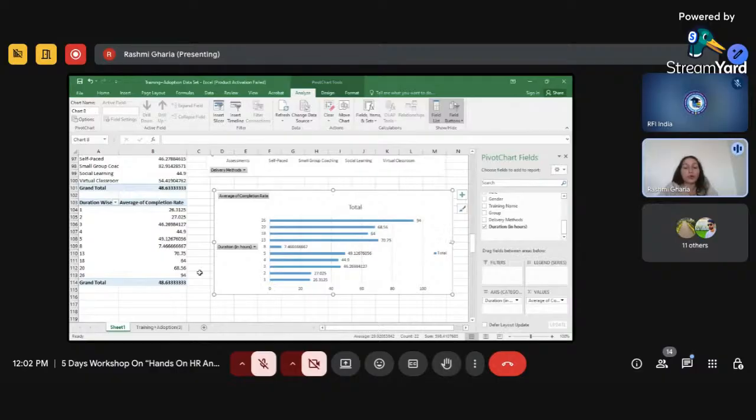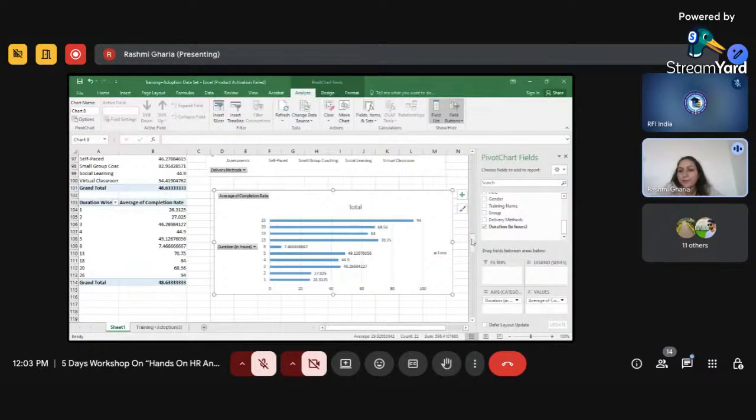But in our case, you first need to check whether the data is correct or not, right? And once you find that the data is correct and this is happening in your company, then you need to understand why. If you see here, the trend shows that as the duration increases, the completion rate is also increasing, right? For the highest duration, the completion rate is 94%. But here we need to understand why it is happening.